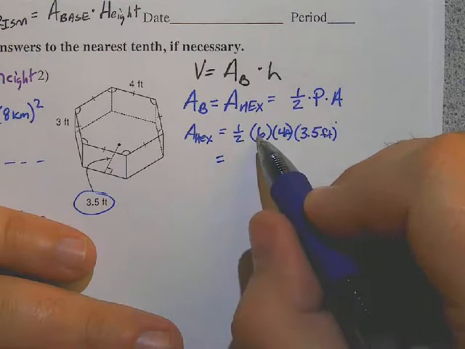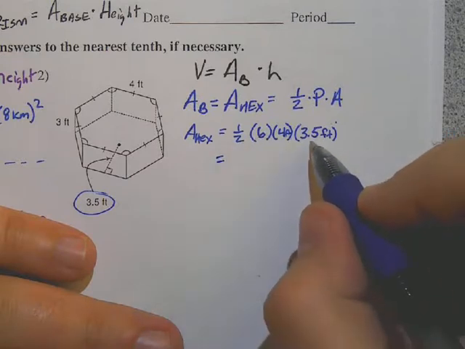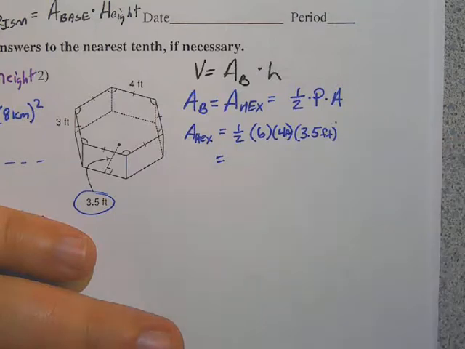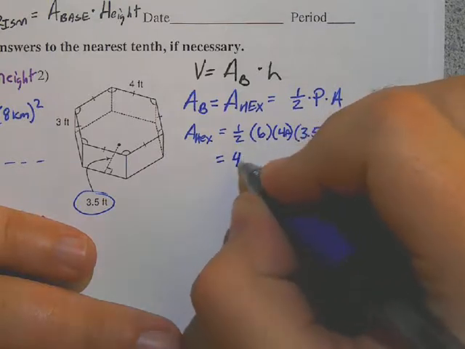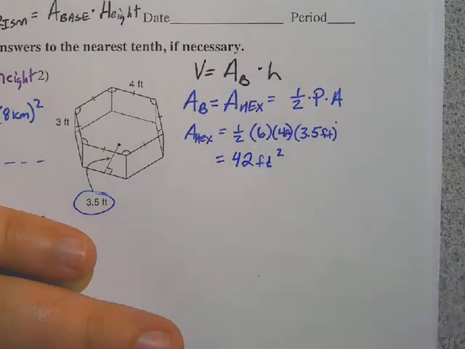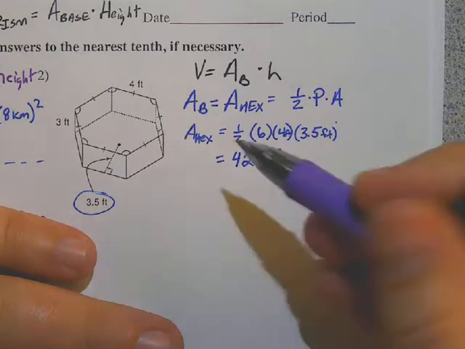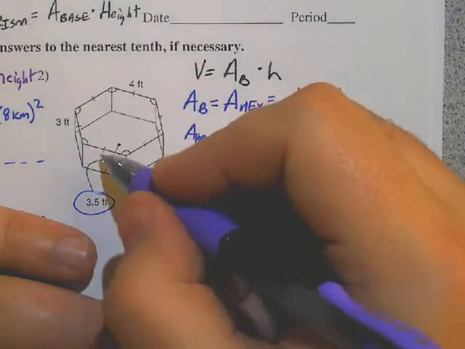And don't forget that we had 6 times 4 feet here, so when we're doing our unit analysis, this is going to be 1/2 of 6, which is 3, times 4 is 12, times 3.5. Well, 12 times 3 is 36. 1/2 of 12 is 6, so I believe this is going to be 42, and feet times feet is going to be feet squared. That's the area of the hexagon.